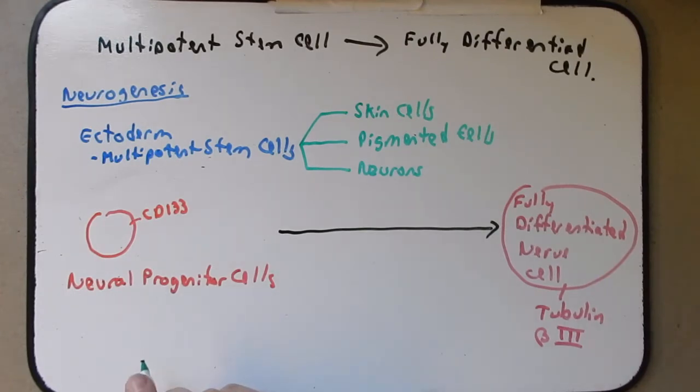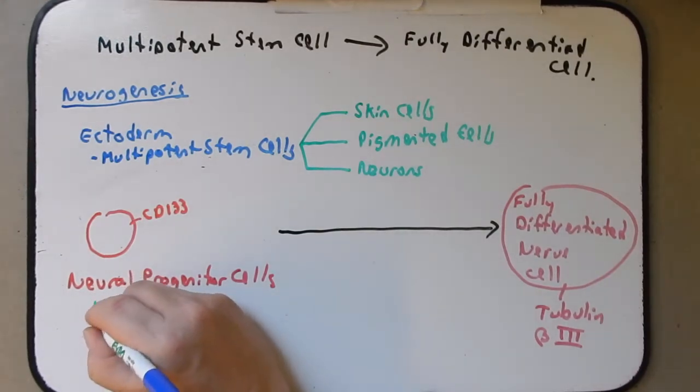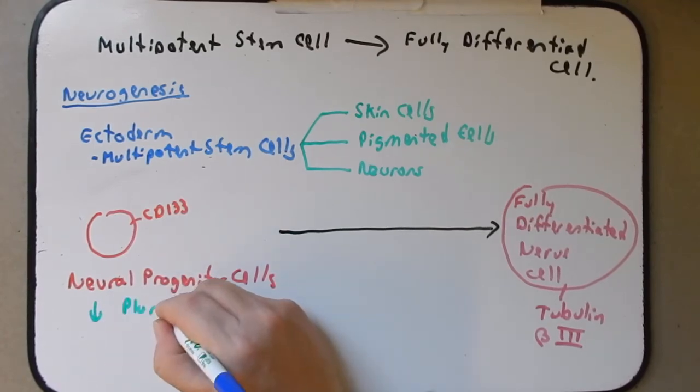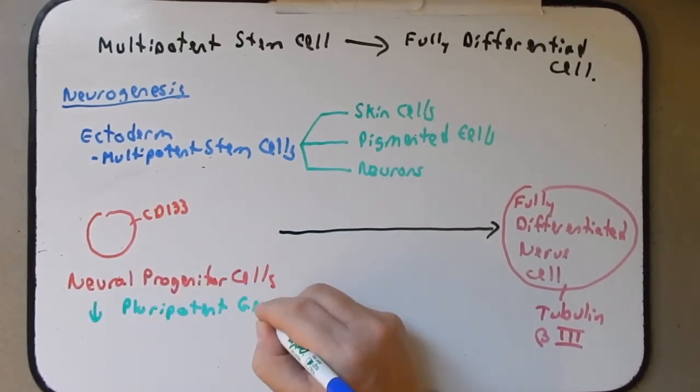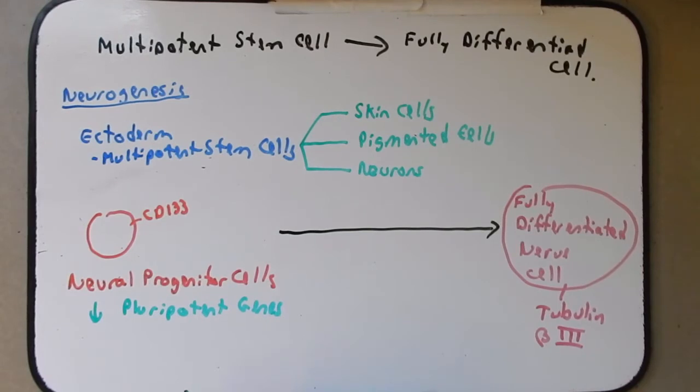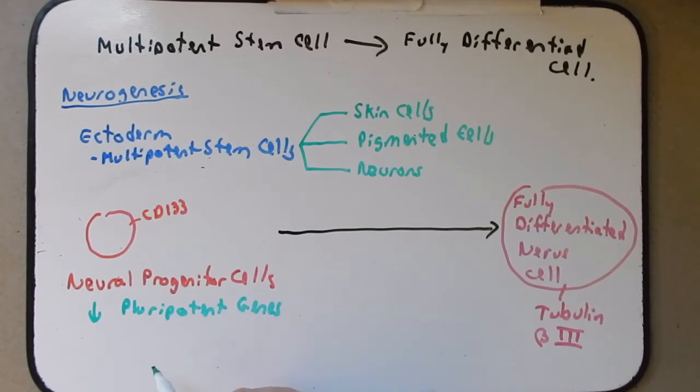Well, within this neuroprogenitor cell, we will see a downregulation of pluripotent genes. So those genes that help establish a cell as being pluripotent, those have been turned off and have been wrapped up in heterochromatin in a permanent state so that we cannot go backwards, because remember, differentiation is unidirectional.